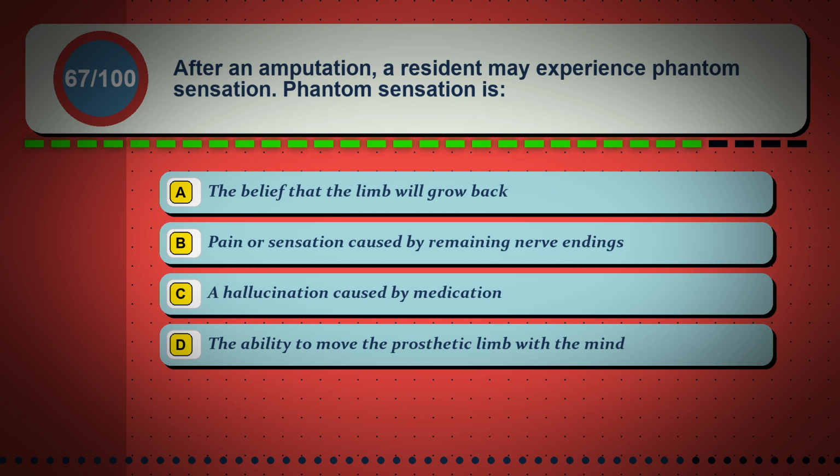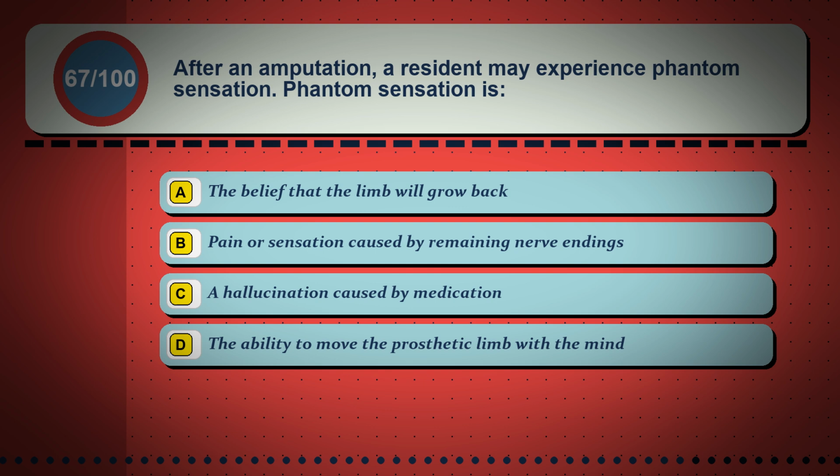Question 67. After an amputation, a resident may experience phantom sensation. Phantom sensation is: Option A. The belief that the limb will grow back. Option B. Pain or sensation caused by remaining nerve endings. Option C. A hallucination caused by medication. Option D. The ability to move the prosthetic limb with the mind.